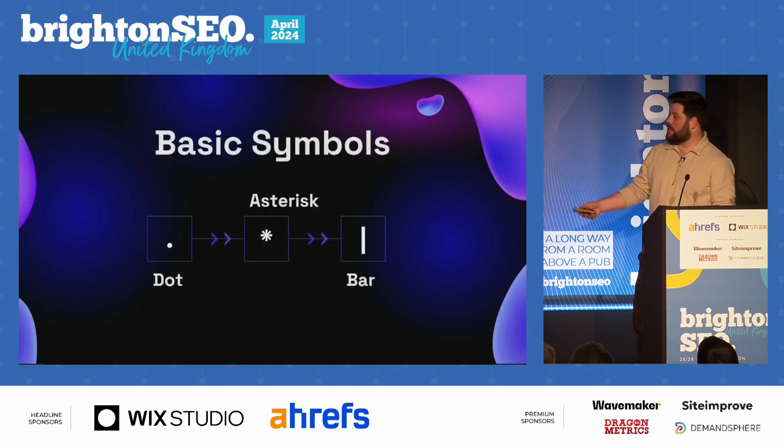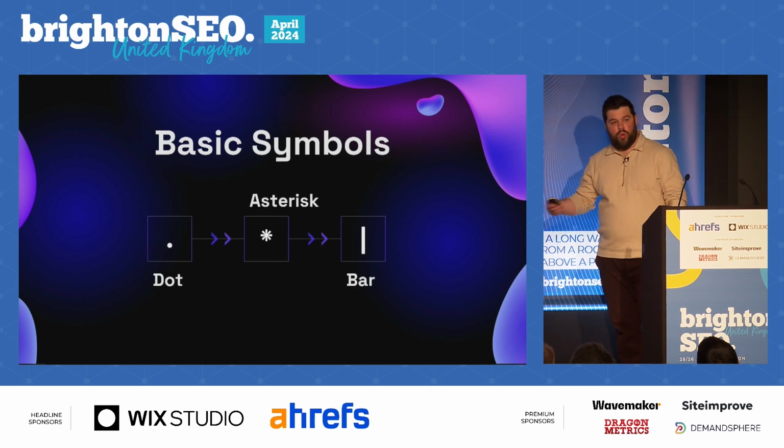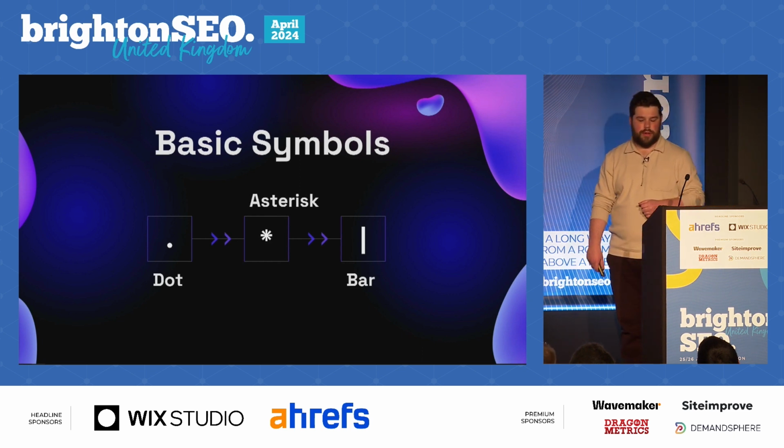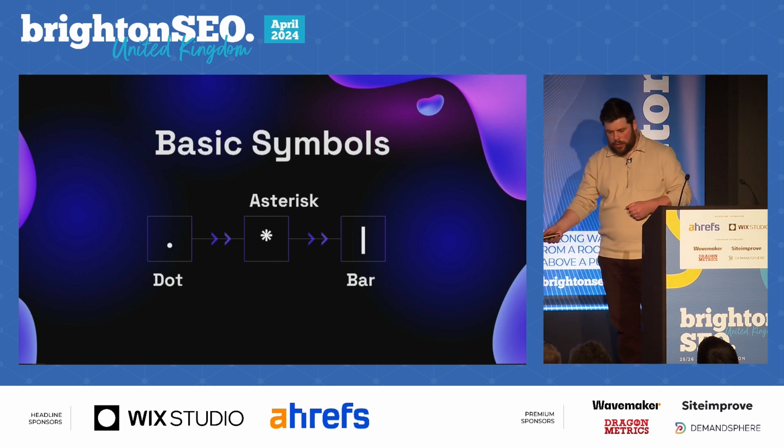So those three basic symbols, the dot, the asterisk, and the bar, already we can do quite a lot with those. And I'm going to show some examples later of just using those three, the kinds of day-to-day SEO workflows that we can get out of those. But let's take a look at a couple more first.